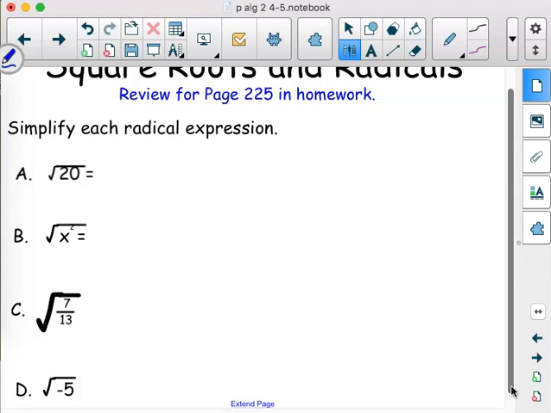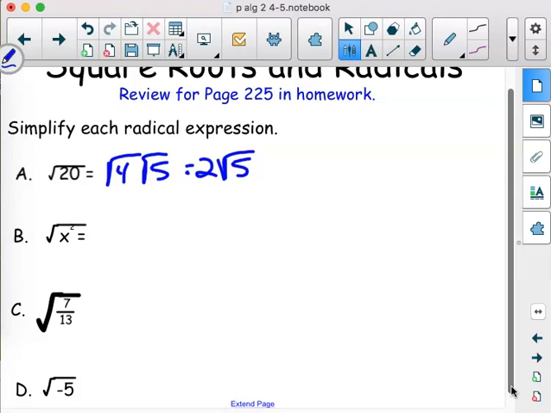Yes, 4 and 5. So what you do is you run through that list of perfect squares that we made the other day, and you think, all right, what's the biggest one that's going to divide into 20? And you don't go too far, because 2 squared is 4. So the square root of 20 can be written as the square root of 4 times the square root of 5. And then the square root of 4 is 2. So that's called simplifying the radical, pulling out anything that we can that's a perfect square and simplifying it.